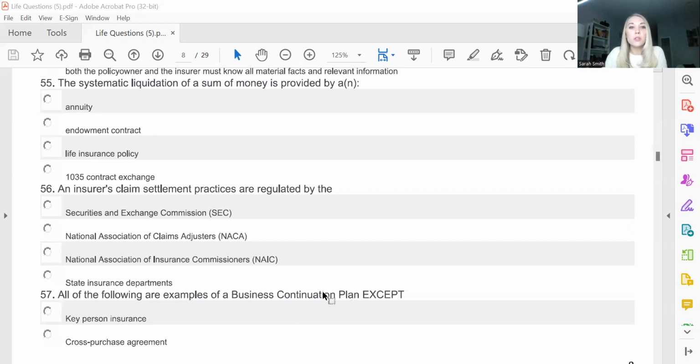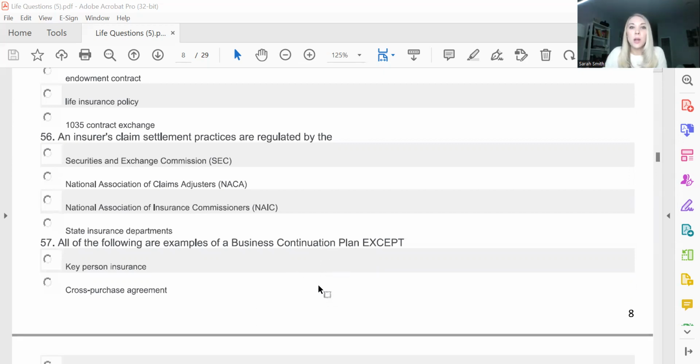And insurers' claim settlement practices are regulated by what? And this is going to be state insurance departments, which is why I said at the beginning of last video that you have to study your own state's Department of Insurance laws because they're not federally governed. They're governed by individual state insurance departments.